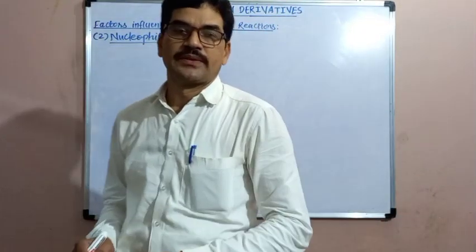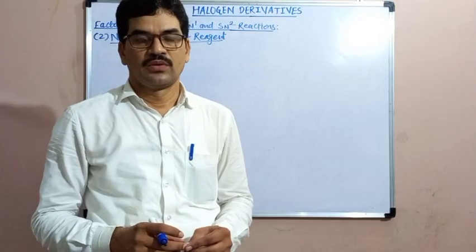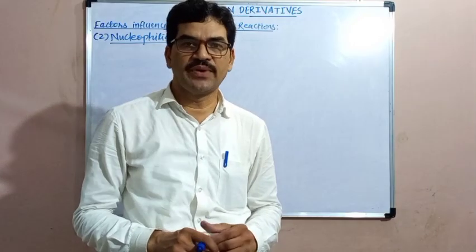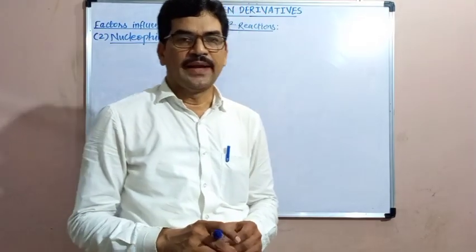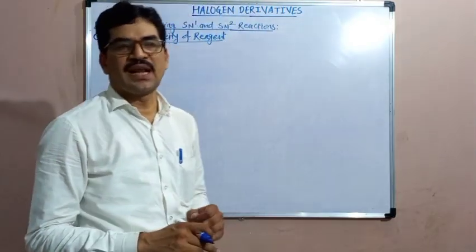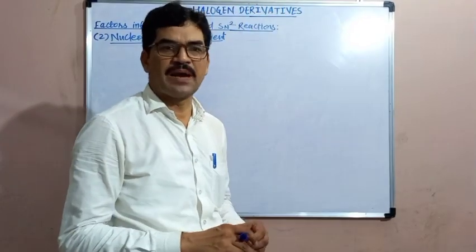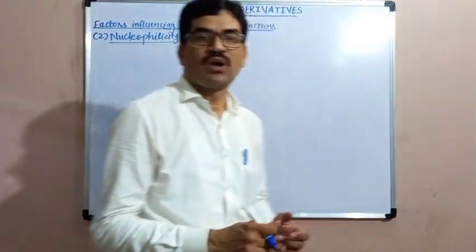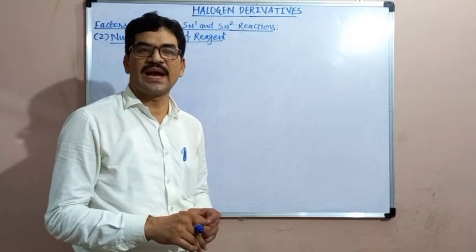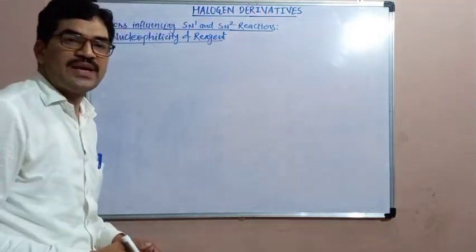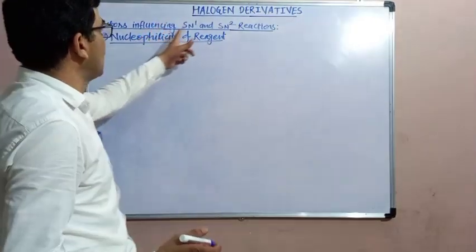Hello students, in the last video we studied how the nature of substrate affects the SN1 and SN2 reactions. We already discussed that the order of reactivity of the alkyl halides for the SN1 reaction is tertiary greater than secondary greater than primary greater than methyl, and for the SN2 reaction the order is reverse. For the SN2 reaction, the methyl halide is more reactive than primary, which is more reactive than secondary, which is more reactive than tertiary. So, the nature of substrate affects the SN1 and SN2 reactions.